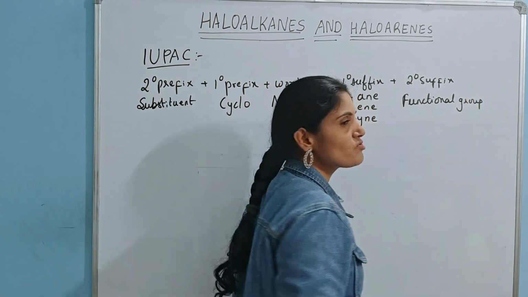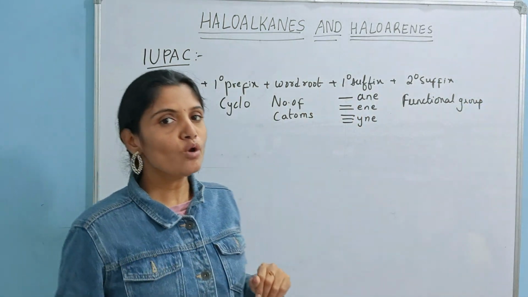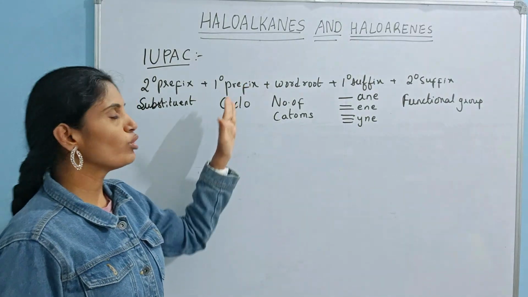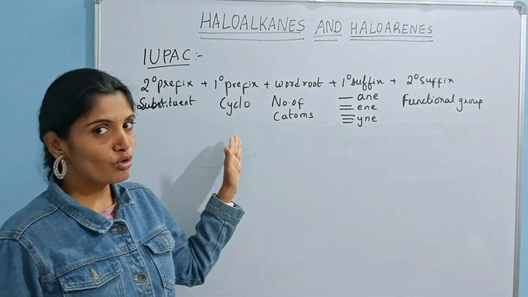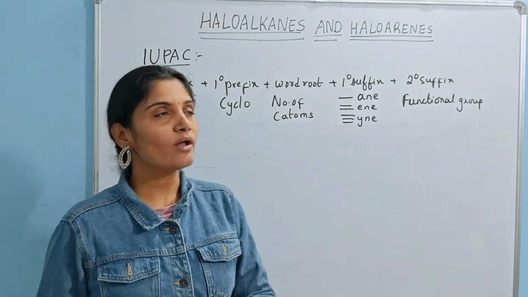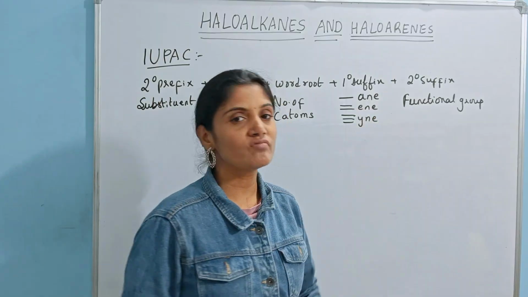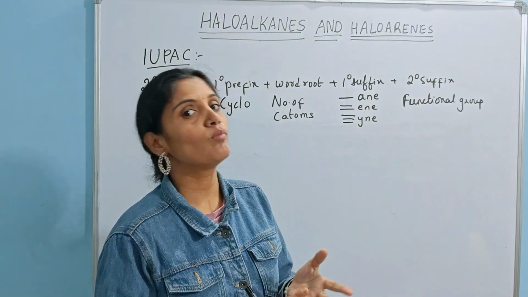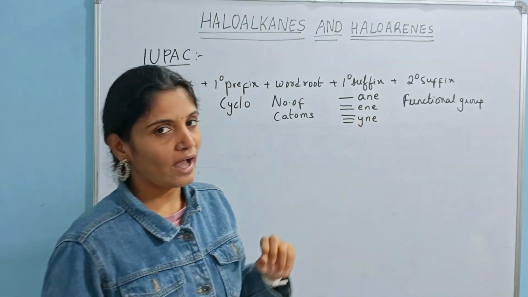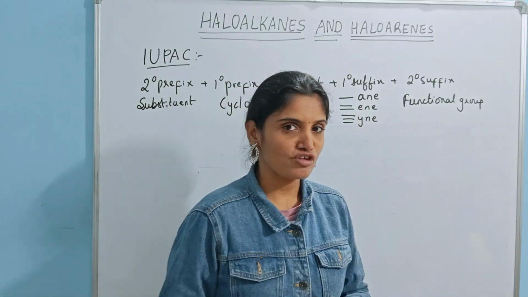Secondary suffix is your functional group. So this is the basic structure to write the IUPAC nomenclature of any organic compound. Secondary prefix being your substituent, primary prefix not always compulsory. If it is a cyclic compound, you will write it as cyclo. Then the word root, which tells you about the number of carbon atoms. Then your primary suffix, which tells whether it has a single bond, double bond or triple bond, ending with "ane", "ene" or "yne". And then comes your functional group.